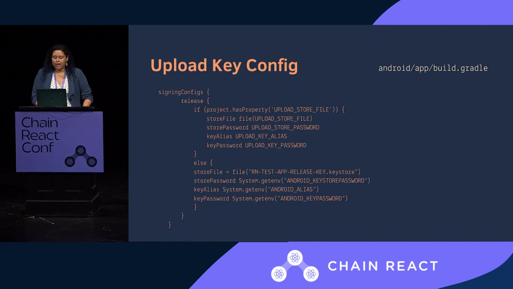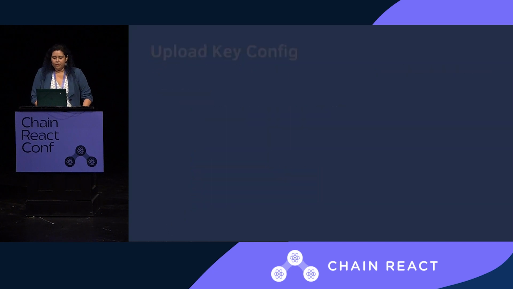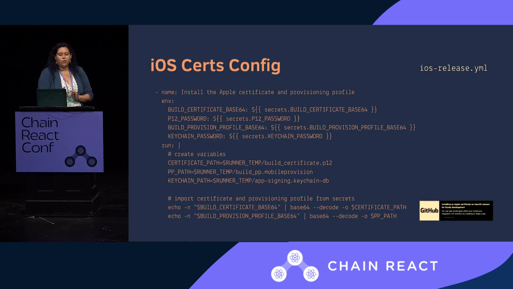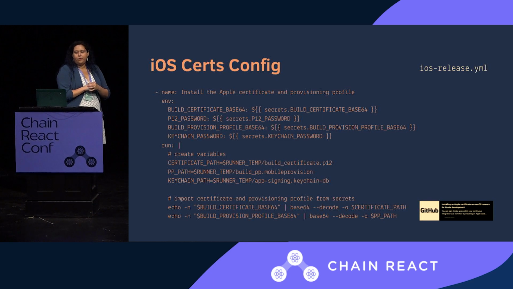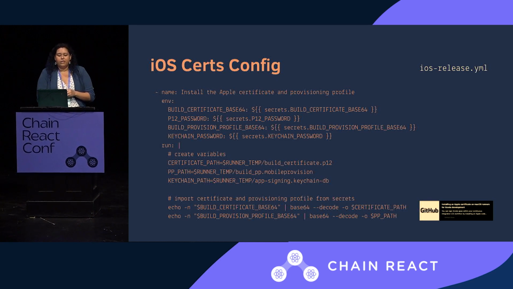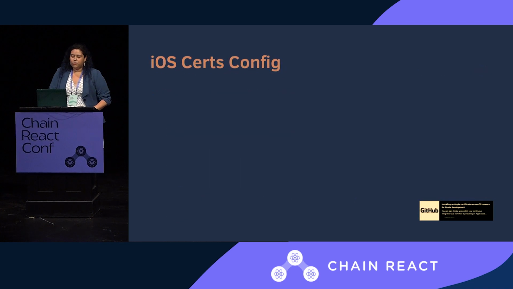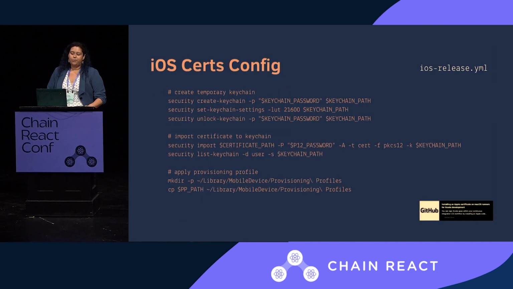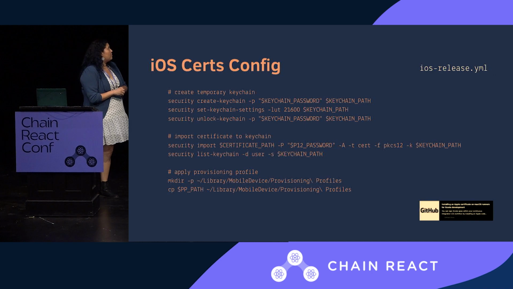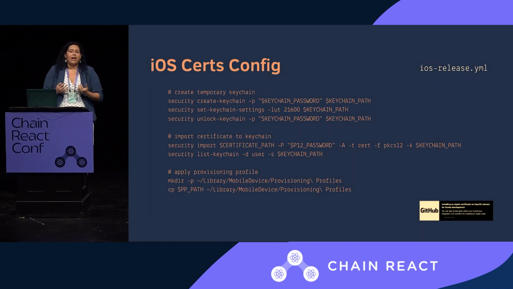If we take a look at what it looks like on iOS, these are the GitHub Actions docs for installing your Apple certificate and provisioning profile. You know, it talks about how you're grabbing those values, you're decoding it, you're creating temporary placeholders for them, and then you're making sure that they're in the right place in order for Xcode build to be able to use it. So this is a lot.